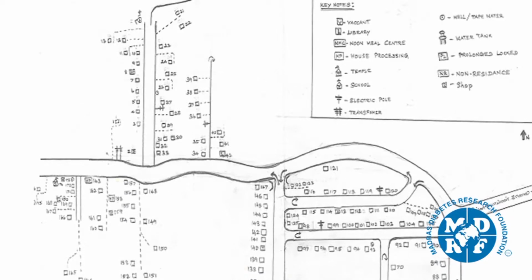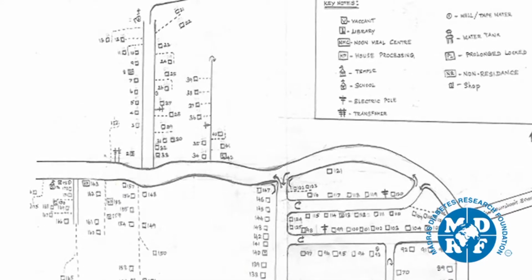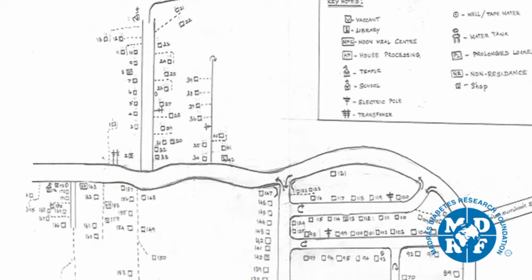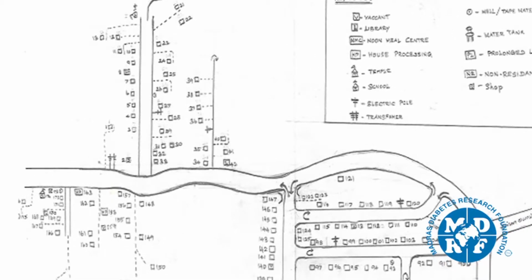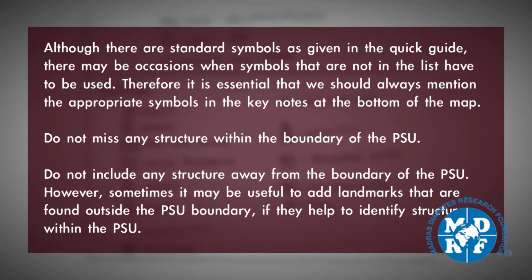Whenever there is a break in the numbering of structures, for example, when moving from one block or street to another, use an arrow to indicate how the numbers proceed from one set of structures to another. Although there are standard symbols as given in the quick guide, there may be occasions where symbols that are not in the list have to be used. Therefore, it is essential that we always mention the appropriate symbols in the keynotes at the bottom of the map.